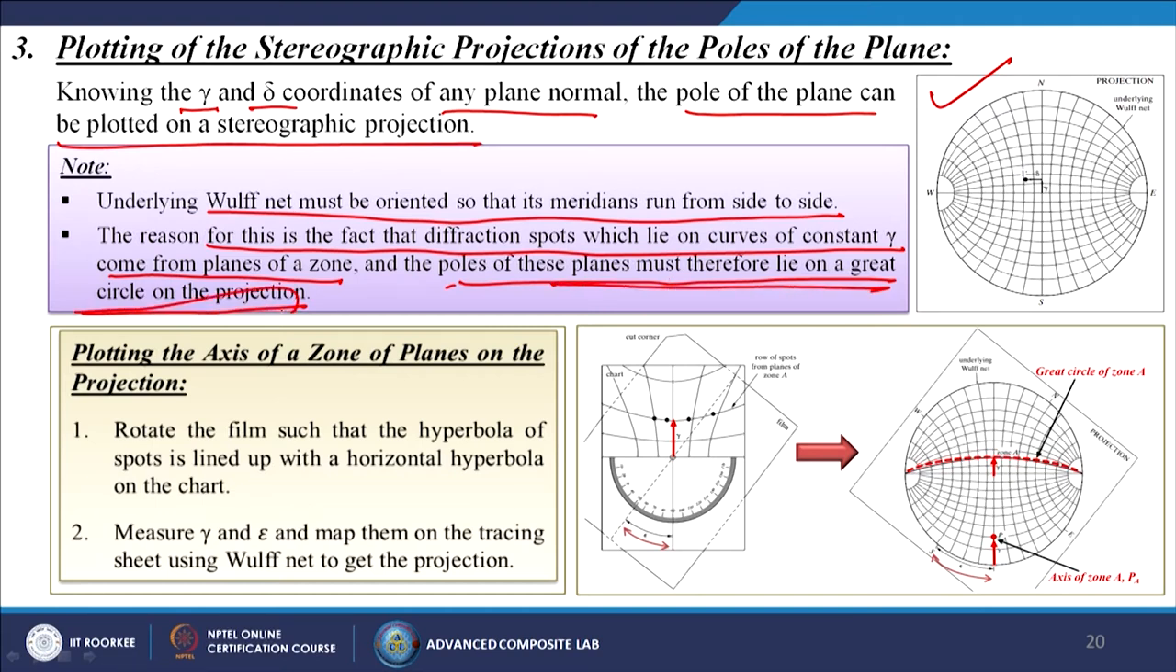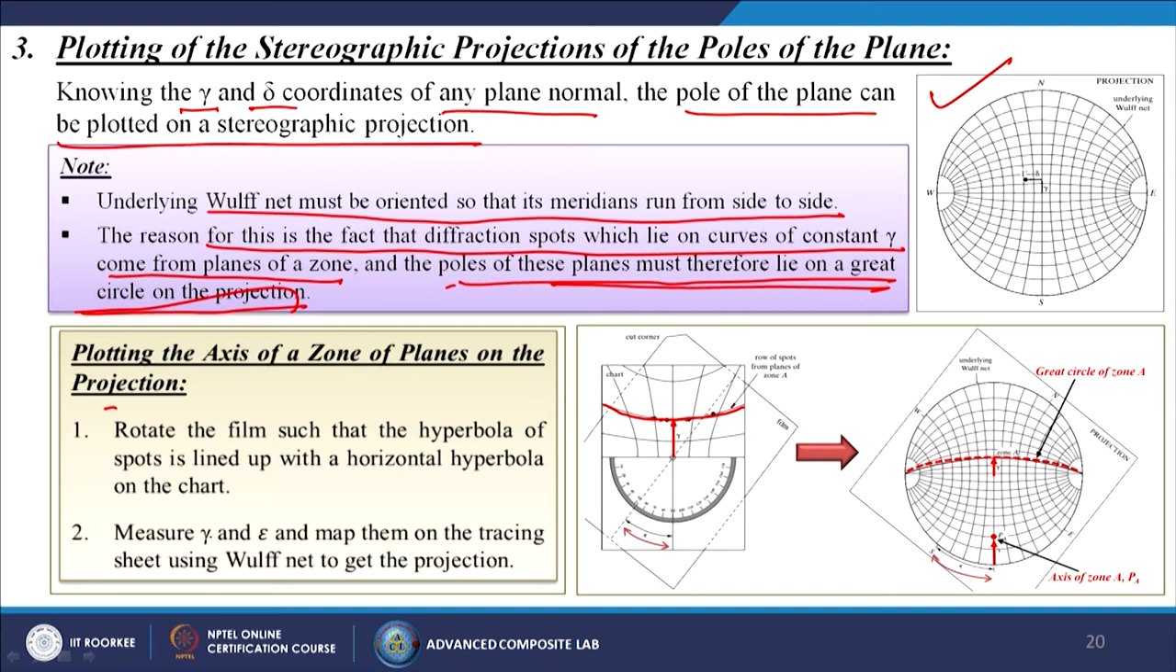So, now how are we going to do the plotting? Plotting the axis of a zone of planes on the projection, first rotate the film such that the hyperbola of spots is lined up with the horizontal hyperbola of the chart itself. So, it will match over there. So, this is the row of spots that we generally get. So, simply we are rotating it so that it will match perfectly on line.